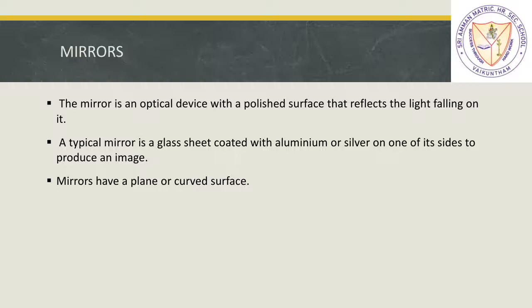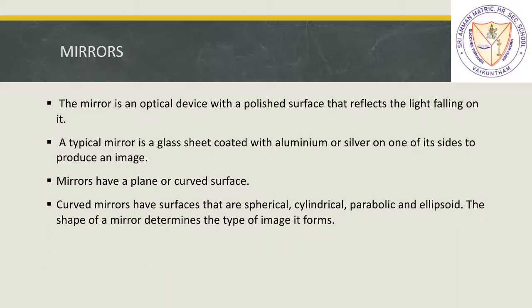So in our daily life we use different varieties of mirrors. Among them, some will be plane mirrors, like your dressing table mirror, which is usually a plane mirror. And some will have curved surfaces, like your vehicle's rear view mirror, which is usually a curved surface mirror. Curved surface mirrors are spherical, cylindrical, parabolic and ellipsoid.